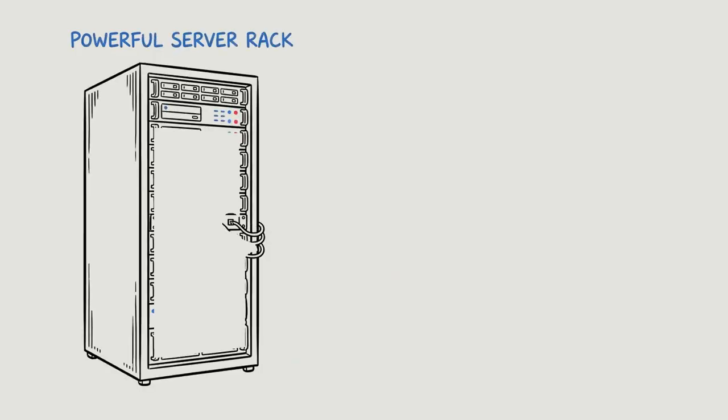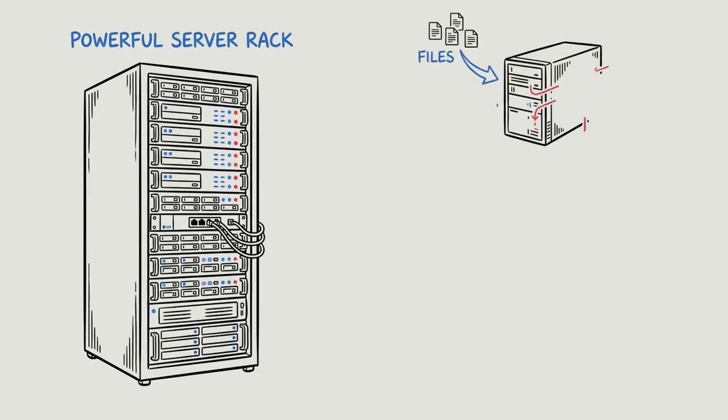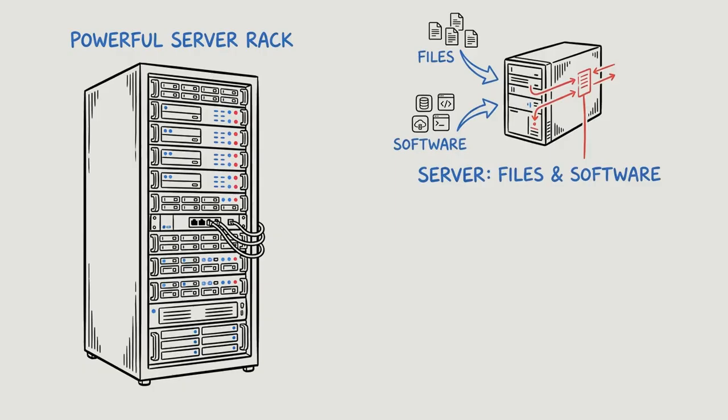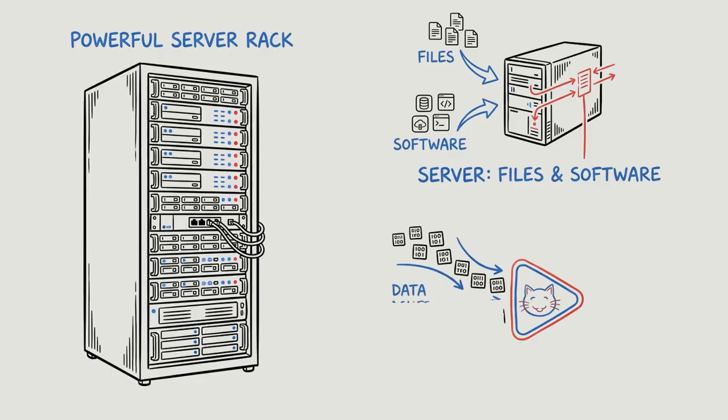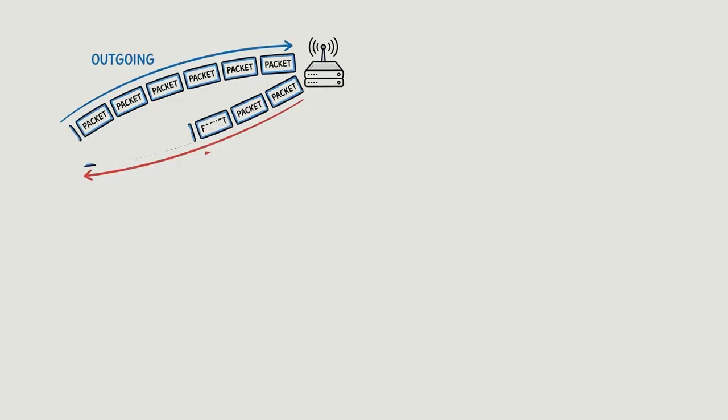Eventually, all of those packets arrive at the same place, a server. A server is just a powerful computer that stays on all the time. Inside, it stores files and runs software that knows how to respond to requests. When your packets arrive, the server reassembles them, reads the request, finds the right file, like that cat video, and prepares a response. That response is also split into packets and sent back across the internet toward you.